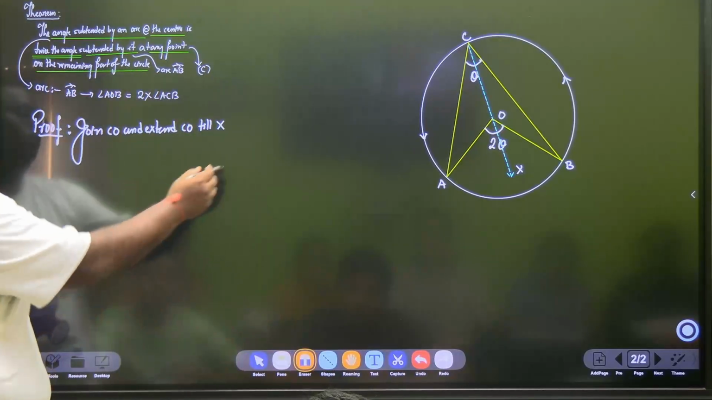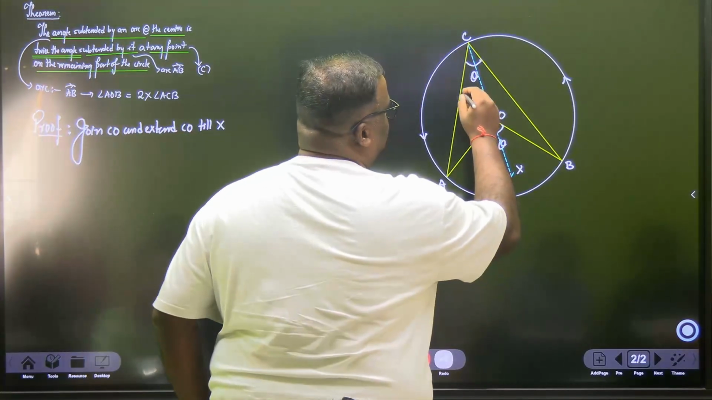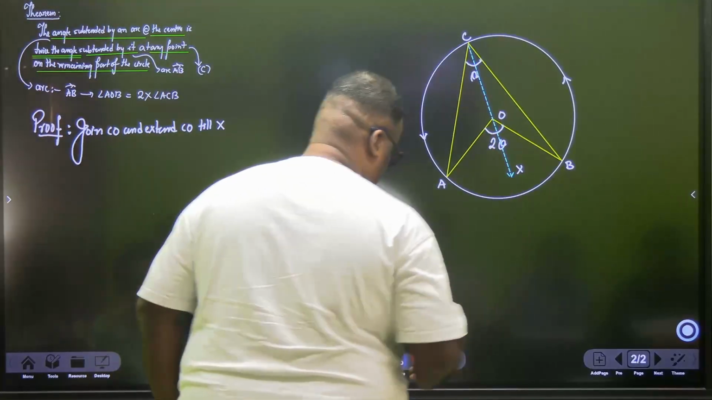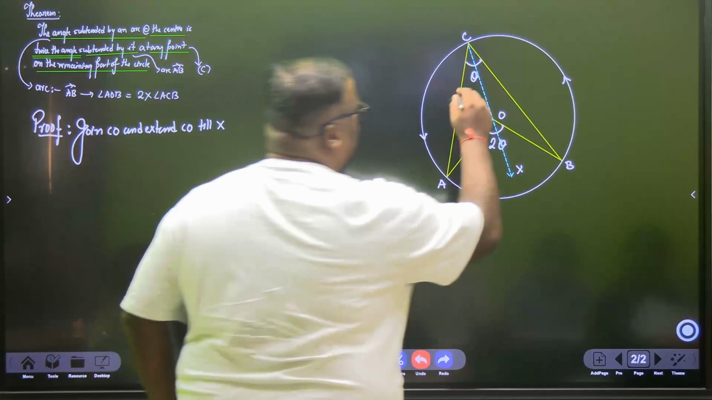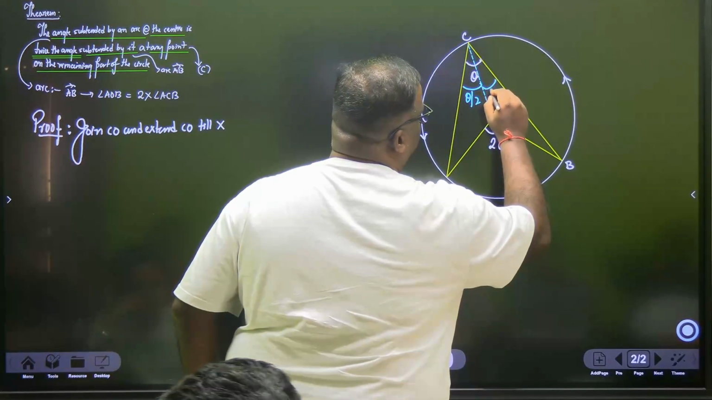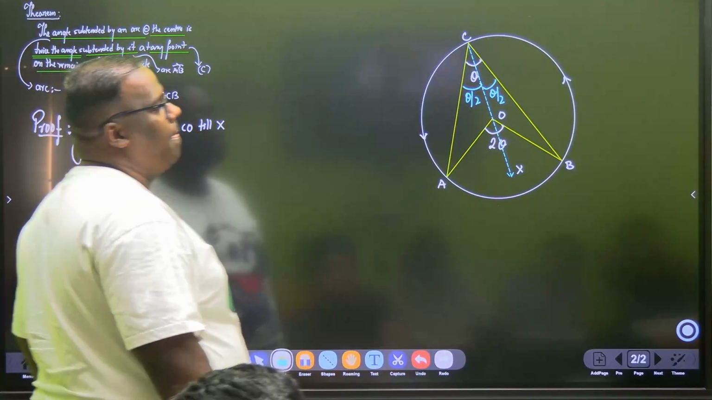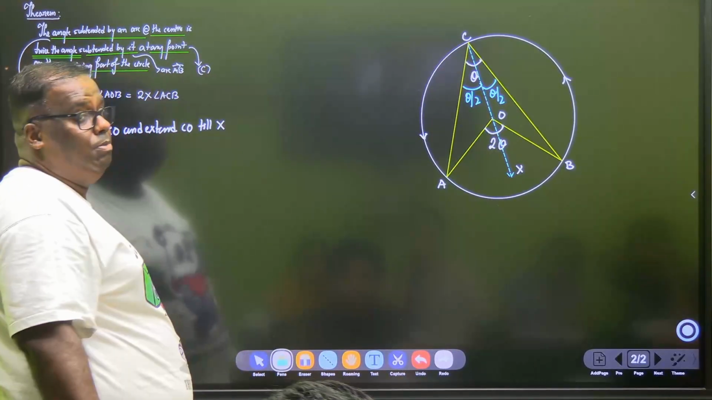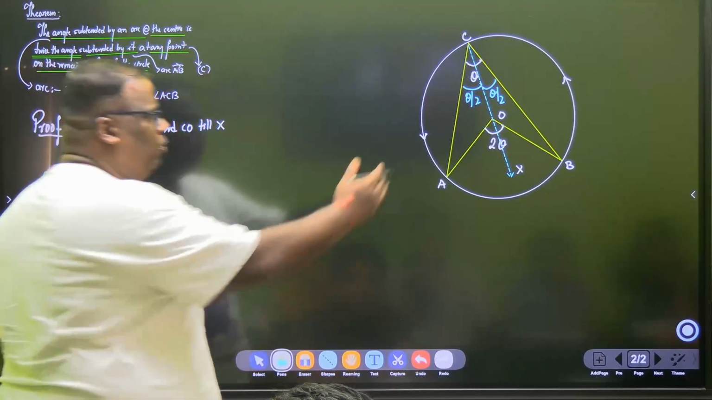First prove that they are congruent. Only if it is congruent, then how much will this particular angle become? How much will this particular angle become? Tell me. If the two are congruent, this becomes theta by 2. This becomes theta by 2. 2 theta will become theta, theta. Very good. 2 theta will become theta, theta. And then the proof is easy.